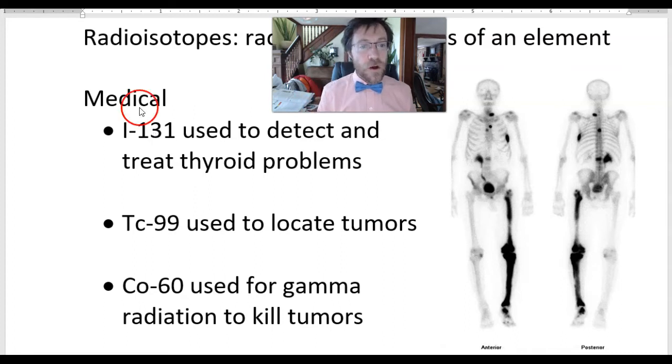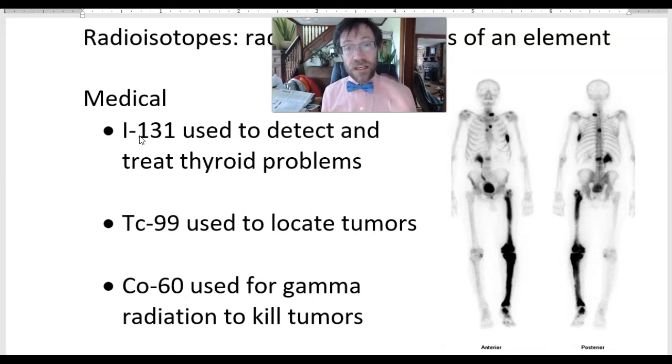And so what we can do with iodine-131 is give somebody iodine-131. The reason we do that is because the thyroid absorbs iodine really, really quickly and easily, and iodine-131 is radioactive. You dig?